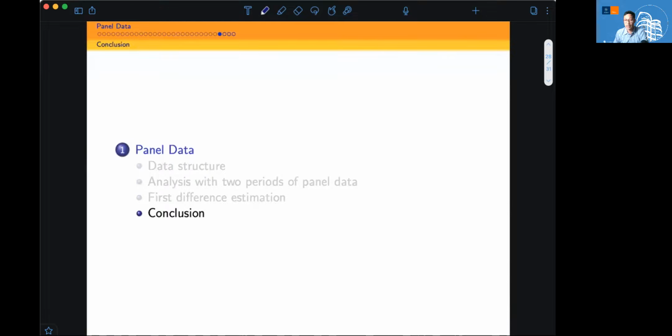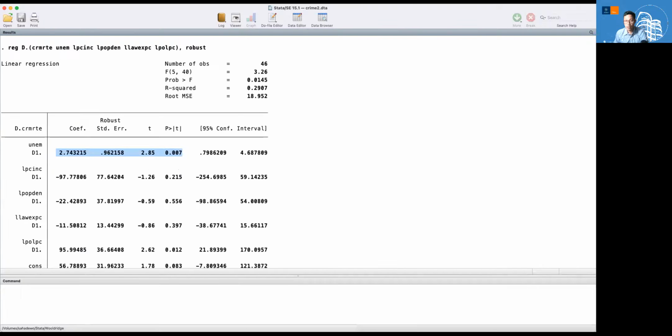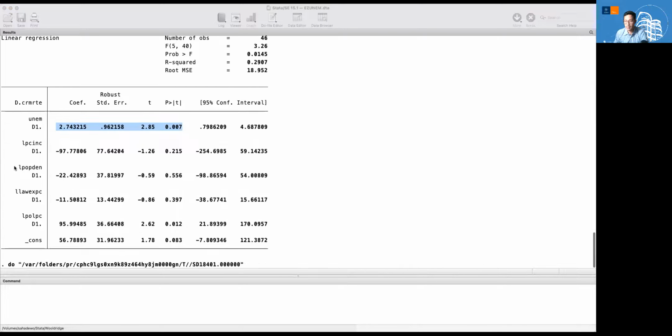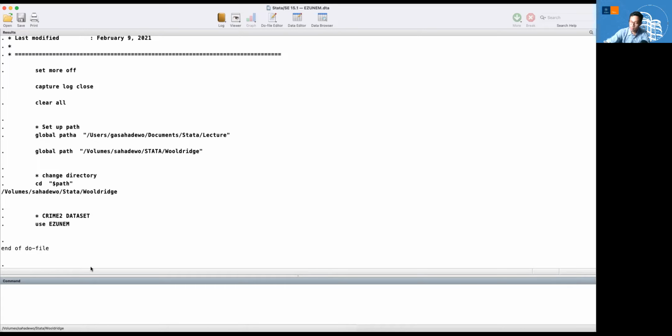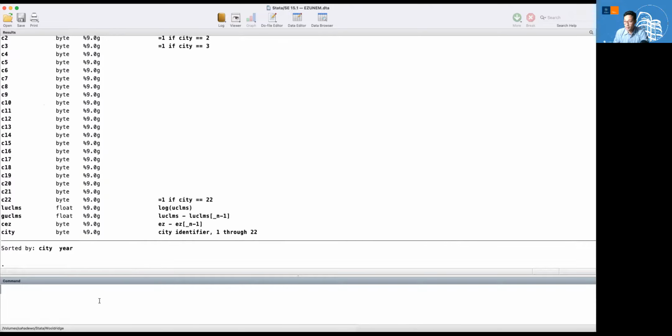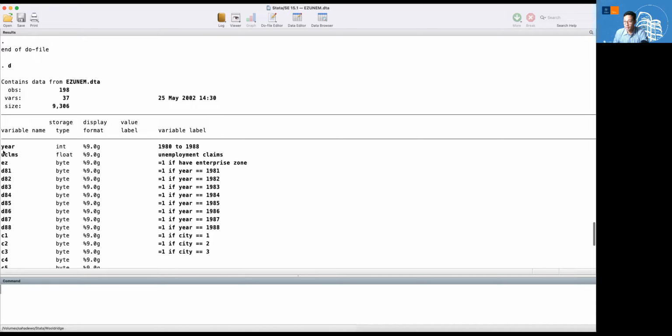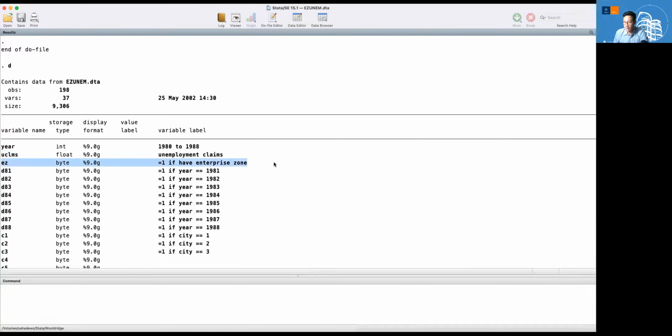Now let's go to this data, and I'll provide you with a simple example on how to use this given the data set. For this discussion, I'm going to provide you with an example using the EZ unemployment data. This is a study by Papke that identified the effect of enterprise zones on unemployment claims. They want to know whether or not the establishment of the enterprise zone reduces unemployment. So what does the data consist of? You have the unemployment claims as well as the enterprise zone. This is what we're interested in.